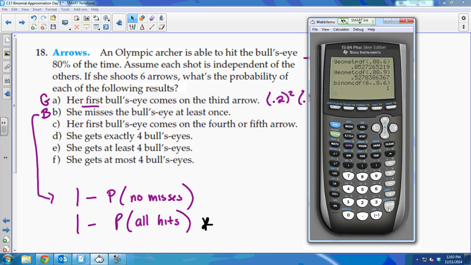Oh, we shouldn't have used CDF, because that would be cumulative and add them all together. We're doing all hits, which means she gets exactly 6 in 6. CDF would have done 0, 1, 2, 3, 4, 5, 6. That's why you got 1. That makes complete sense, because it adds them all together. So we're going to use PDF. I keep saying CDF. Yeah, PDF will give you exactly what you want: exactly 6 in 6.